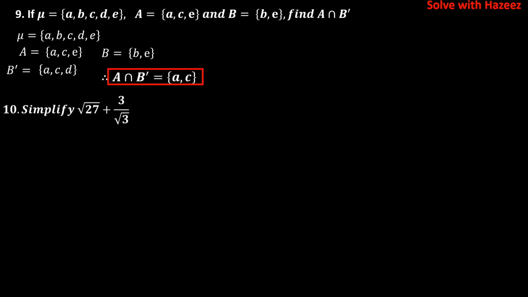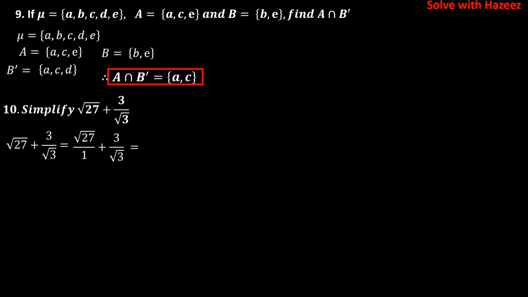So moving down to number 10, we have: simplify the square root of 27 plus 3 over root 3. This is coming from surds. And here, this is the solution. So to simplify this, we have the square root of 27 plus 3 over root 3, and it is the same thing as the square root of 27 over 1 plus 3 over root 3.